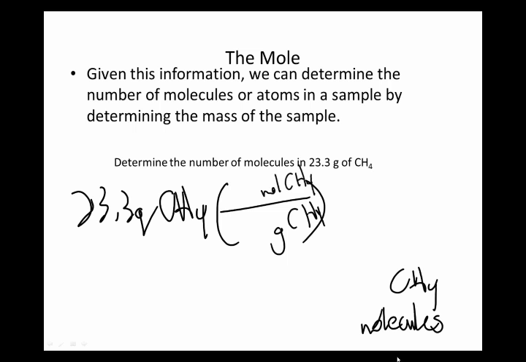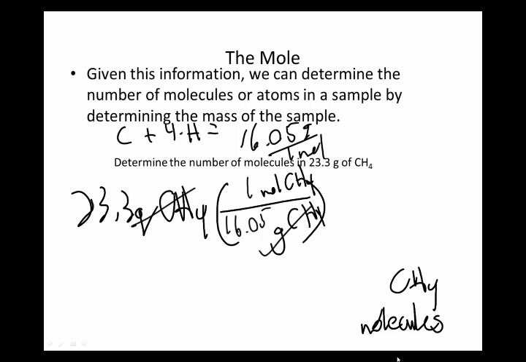How do I know what the relation is between grams and moles? That's when I look up the molar mass. So I have to add up the mass of carbon plus 4 times the mass of hydrogen. So I take 1.01 times 4 plus 12.01, and I get 16.05 grams per mole. So this is the conversion factor I'm using, 16.05 grams per mole.